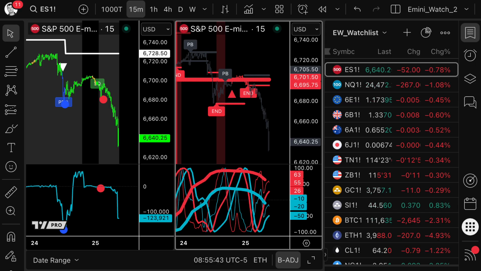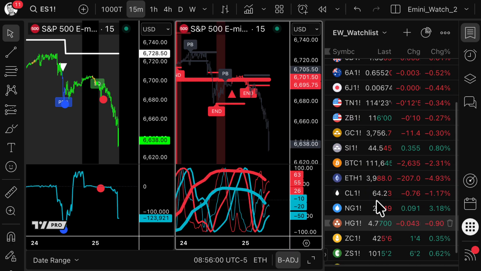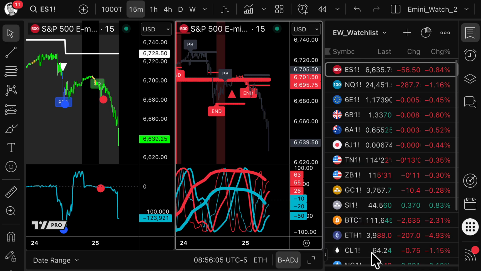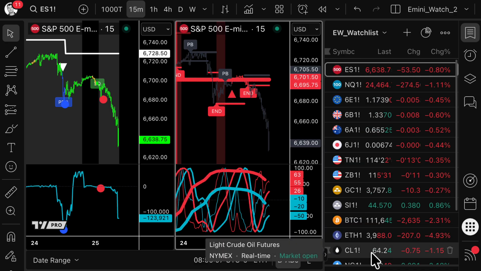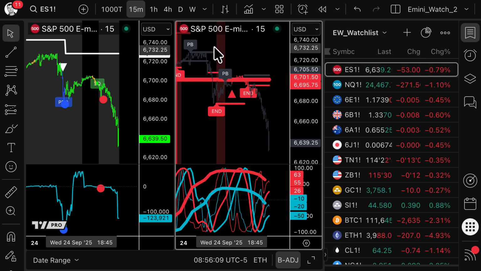First of all, just going to show you that I've got my watch list set up here on the right hand side, and I'm going to go through some 15-minute charts to show you the indicators on a whole bunch of markets. And we've got the E-mini, the Nasdaq, we've got Euro, British Pound, Aussie Dollar, Japanese Yen, 10-year notes, 30-year bonds, gold, silver, Bitcoin, Ethereum, crude, natural gas, copper, zinc, soybeans, and wheat. So that's on my watch list on the right hand side, and I've got two charts here side by side.